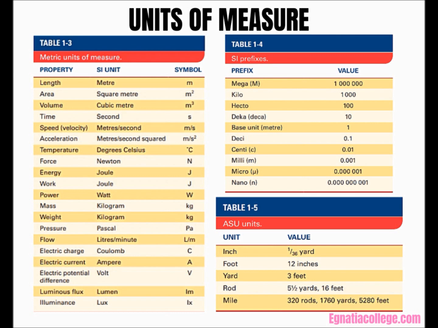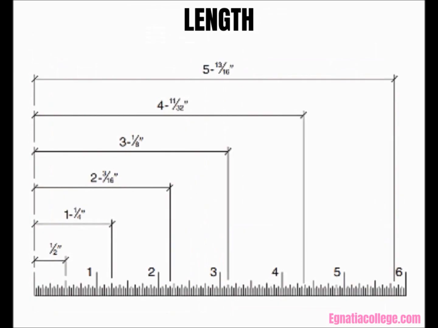Length. The basic SI unit of measure for length is the meter. The SI system has a base of 10, the next larger unit is 10 times the size of the smaller unit, and uses prefixes to identify the different units of length. Construction drawings normally give SI dimensions in millimeters or meters to prevent confusion.